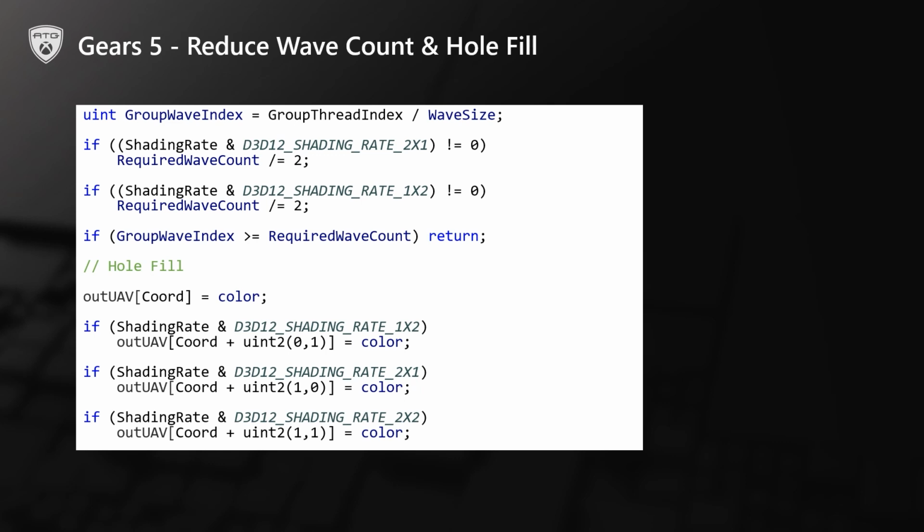And then the remaining waves will do their calculations, and then they get to this hole filling pass where each thread is writing out the calculated color, and then if we need to copy that color horizontally, vertically, or both, then that's done as a post fix to your original shader, as you see below.